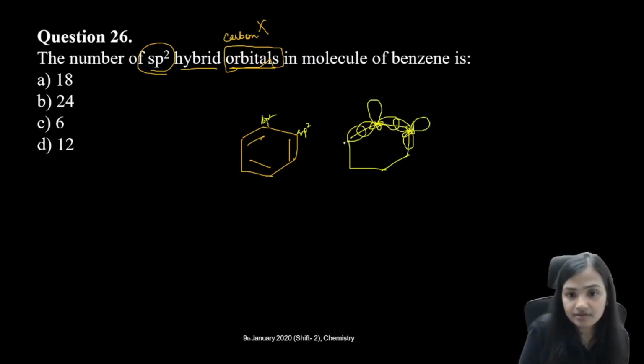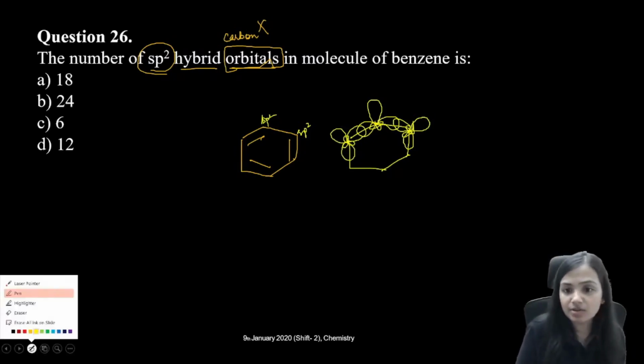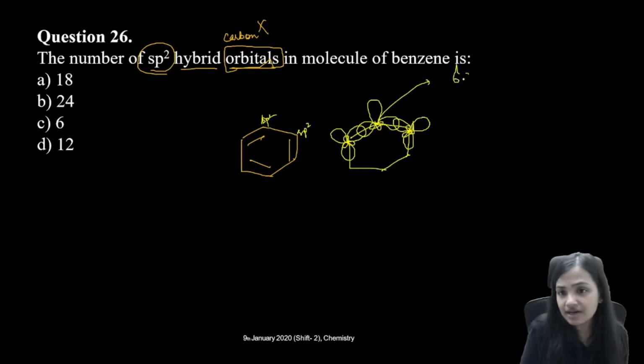Got it? These are the hybrid orbitals. So every carbon is having how many hybrid orbitals? We have 6 carbons, and every carbon is having 3 hybrid orbitals. So total 18 is the answer.